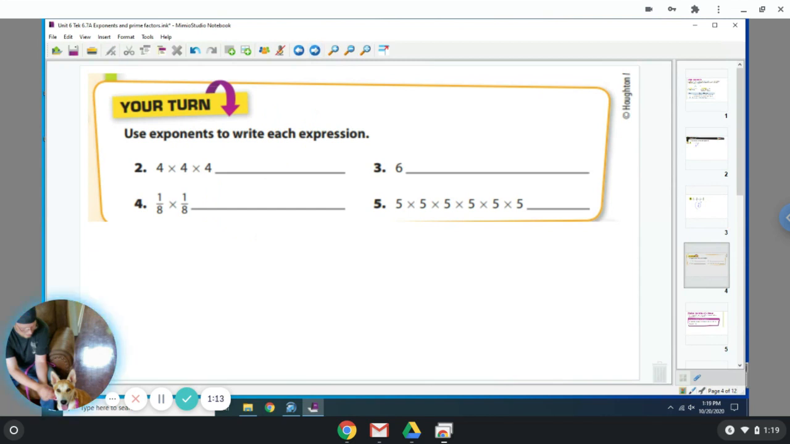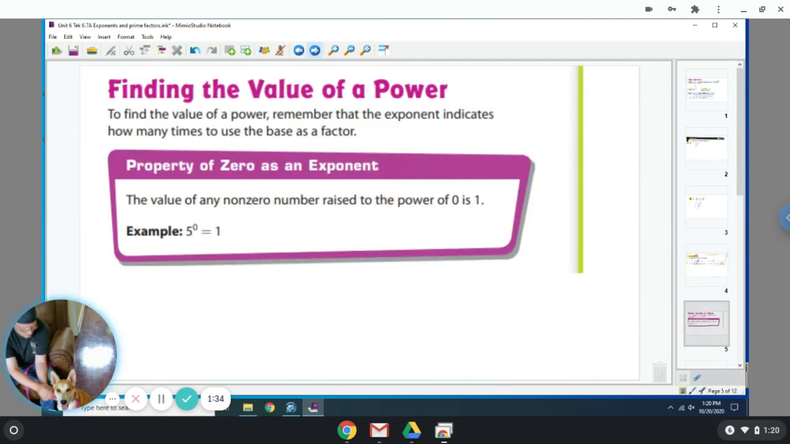4 times 4 times 4 would be 4 to the 3rd. 1/8 times 1/8 will just be (1/8) to the second power. 6 is just 6 to the 1. 5 times 5 times 5 times 5 times 5 times 5 is 5 to the 6th power. And that's exponents.